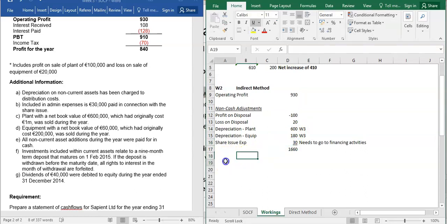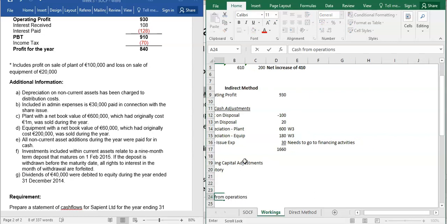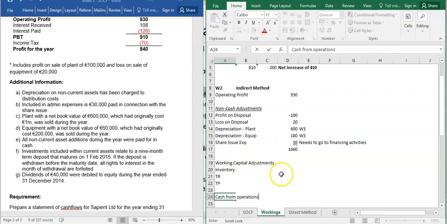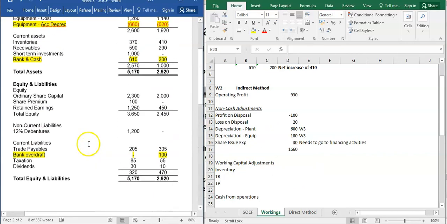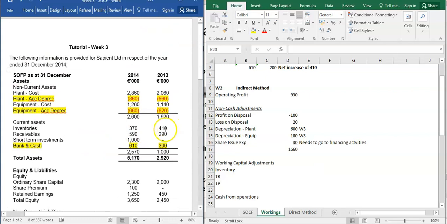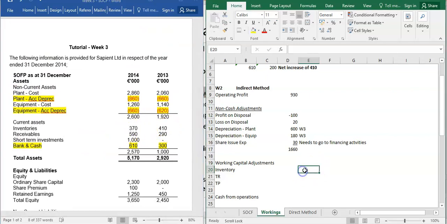And the only other element we have in the indirect method is working capital adjustments. These are nice and easy ones. You have inventory, you have trade receivables and trade payables. And that gets you cash from operations before you take off interest and tax. So for each of these working capital adjustments, it's straightforward. You compare the opening and the closing balance. So here we're comparing 370 versus 410.